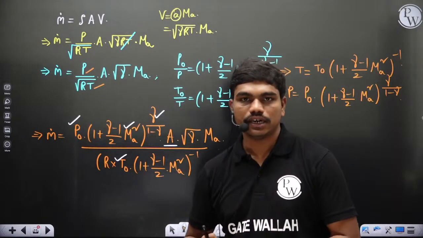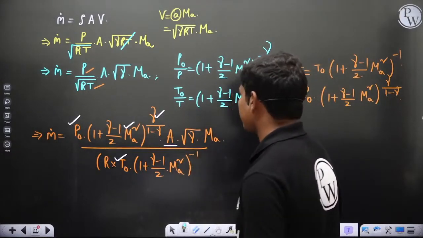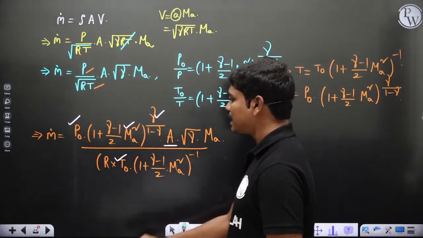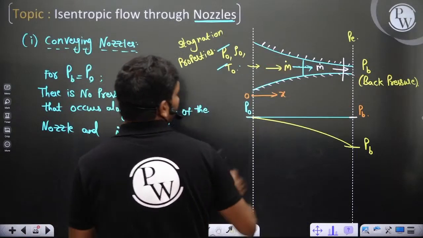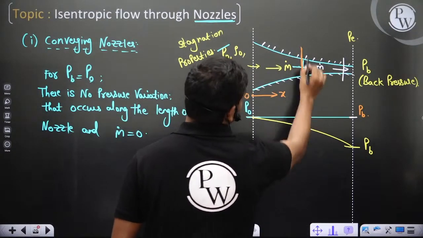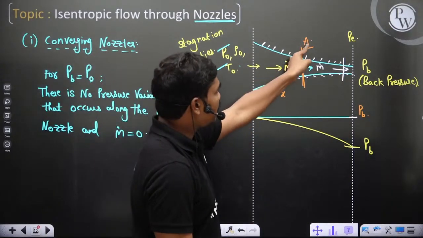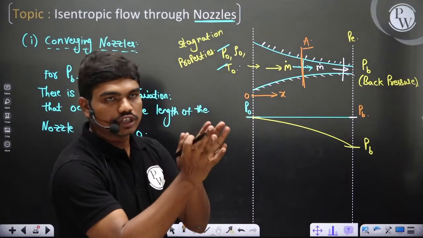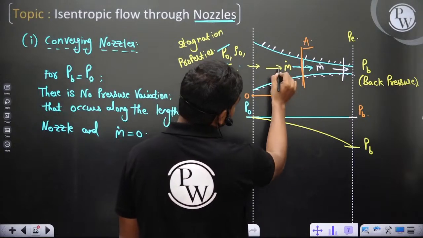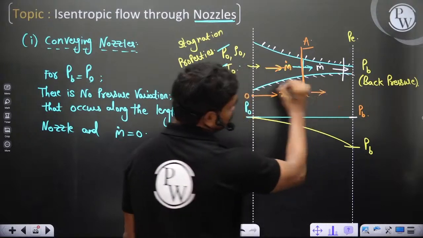Fine, so this is the expression. Now in this expression you can understand one thing. P naught and T naught are there, and area is also determined. Let's say at this point I am doing this analysis. A is fixed at any given location for a given nozzle, but depending on flow parameters PB or P naught, T naught, one thing changes: M dot is fixed, but the Mach number along this flow can change.